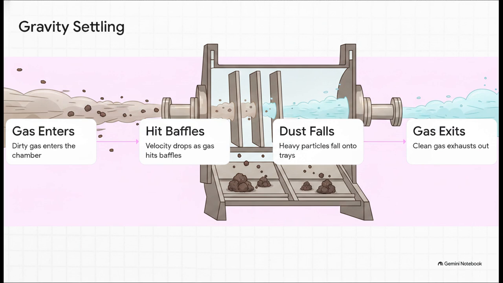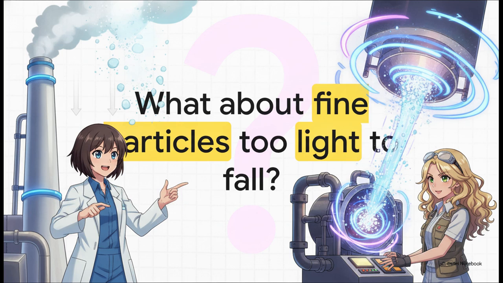Step 1, you introduce the high-speed dirty gas. Step 2, you intentionally drop the velocity using those baffles. Step 3, you let the heavy particles fall directly onto the trays and into the hoppers below. And Step 4, the partially clean gas exhausts out the other side, ready for the next stage. But that brings us to our next engineering hurdle.